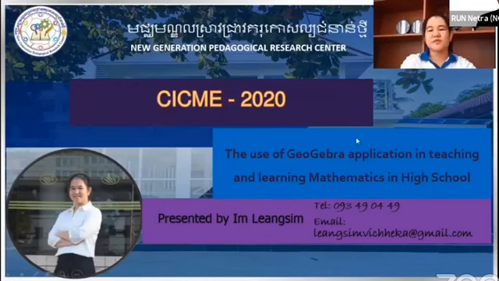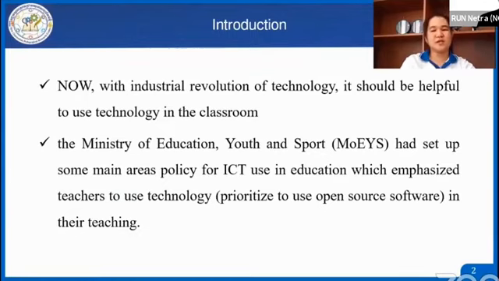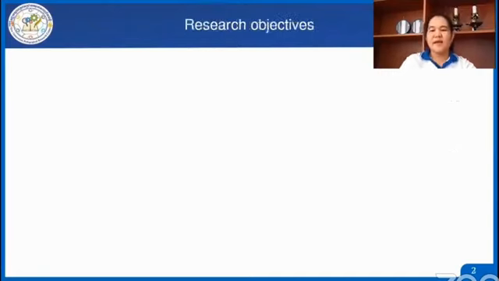Since it is now the industrial revolution of technology 4.0, it should be helpful to use technology in the classroom. As well as that, the Ministry of Education, Youth and Sport also set us some main areas in 2014 and in 2018 on the use of technology in the classroom, and also prioritized the use of open software in teaching and learning. By that, my research objective is to synthesize how GeoGebra contributes in teaching and learning mathematics by reviewing their benefits and barriers in using this software in the classroom.